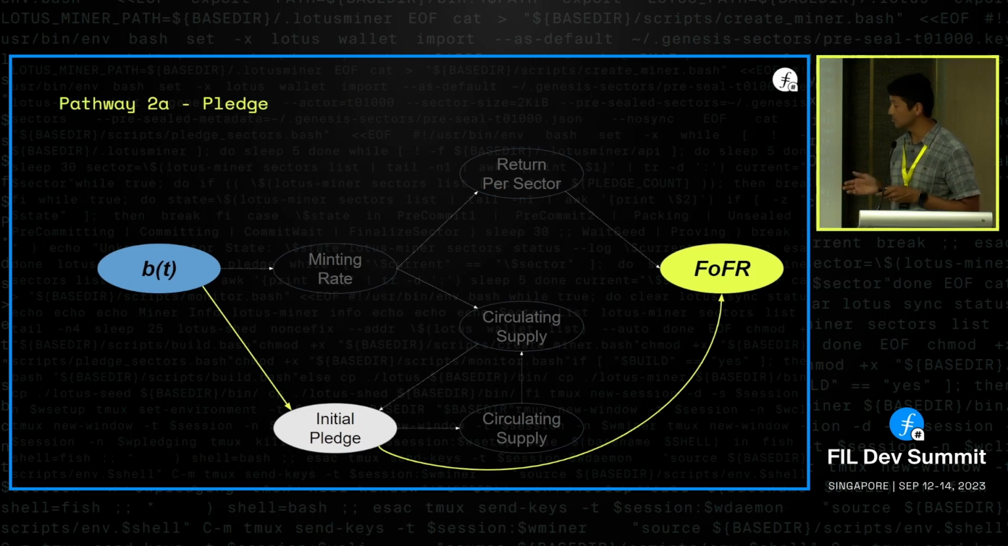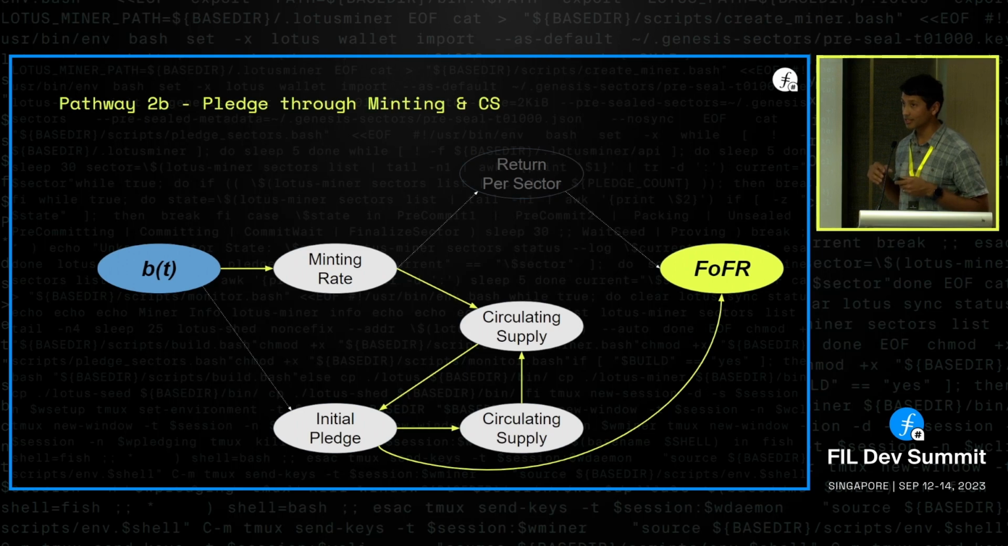The second pathway is through pledge. So baseline is very interconnected to all aspects of the crypto econ. So if we look at the equation for the consensus pledge, which is a very large portion of the initial pledge, the baseline functions in the denominator. So it has an impact on the initial pledge, which has an impact on the fill-on-fill returns. There's also a slightly more complicated pathway where the baseline function affects the minting rate, which affects the circulating supply, and the circulating supply affects the initial pledge.